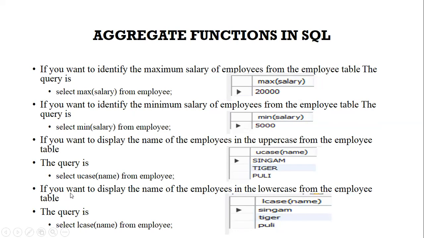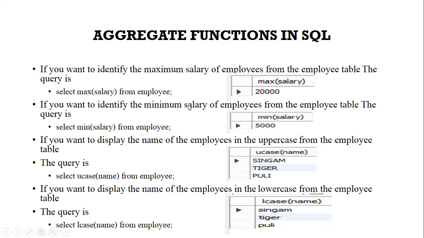Then the next aggregate function is maximum. If you want to identify the maximum salary of employees from the employee table, the query is select max of salary from employee. So this will display the maximum salary of the employee who is present in the employee table.